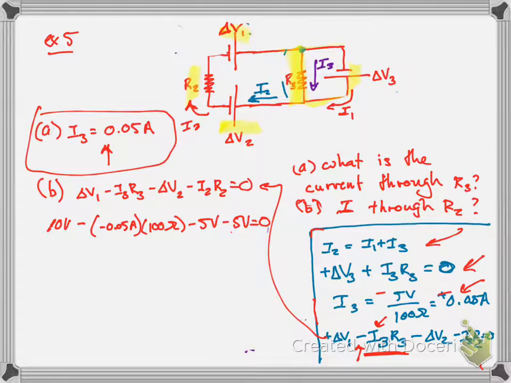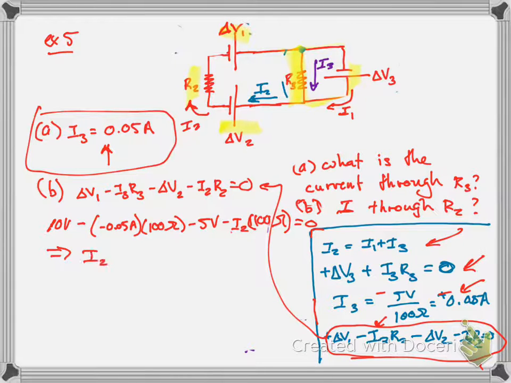Gosh darn it, sorry, I wrote that down wrong. I'm writing down this equation at the bottom here, and I wrote minus 5 volts instead of minus I2 R2. Minus I2 R2, which is 100 ohms, equals 0. And so now we've got to solve for I2. So therefore, I2 is equal to 0.1 amps. That's what we get. I2 is 0.1 amps. And so now we're done.